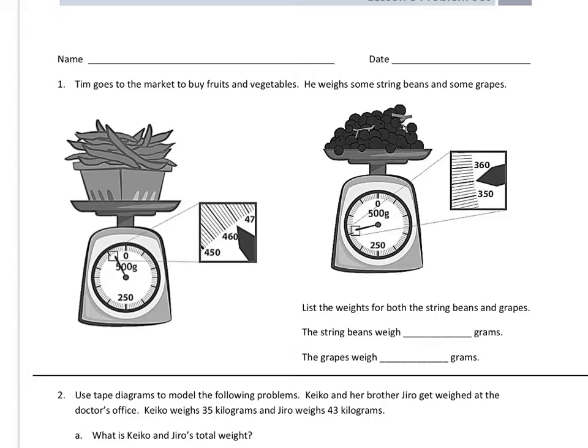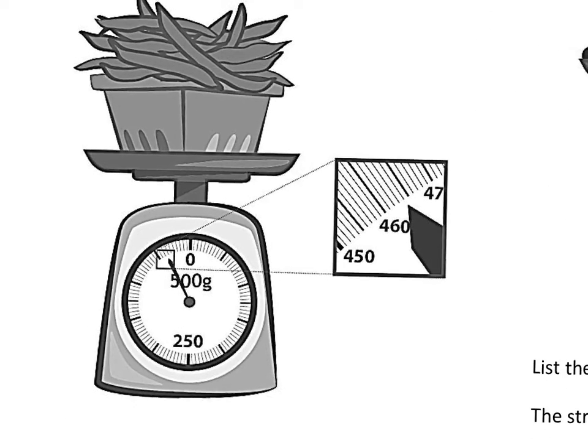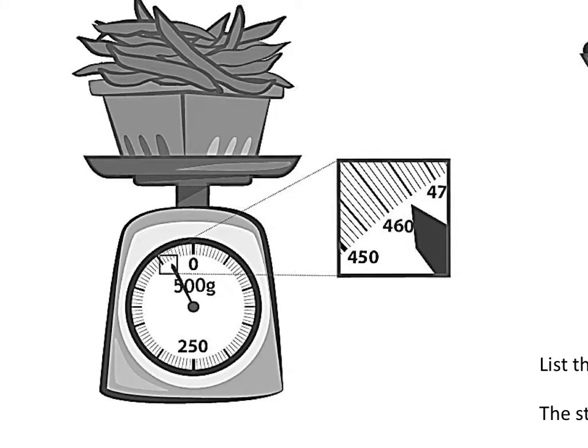So we're going to be looking at these two scales. First, we're going to look at the string beans. You can see over here on the side that this part right here is showing just a blown up version of the scale, because we couldn't really see the numbers on that scale. So if I look, I can see that 460 is this line, and my line is pointing right here. So I need to start at 460 and count.